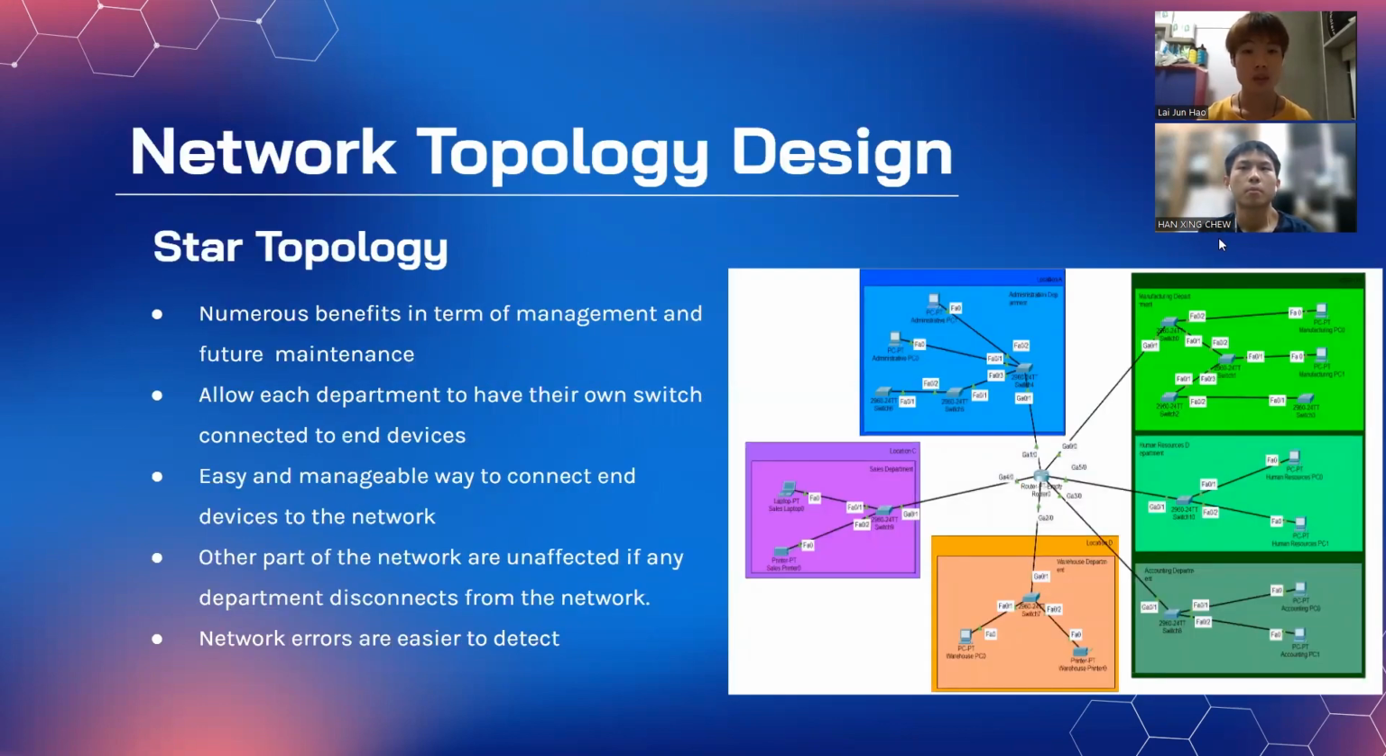In the network topology design, we chose star topology, which has numerous benefits in terms of management and future maintenance. It allows each department to have its own switch connected to end devices, and it is an easy and manageable way to connect end devices to the network. Other parts of the network are unaffected if any department disconnects from the network, and network errors are easier to detect.